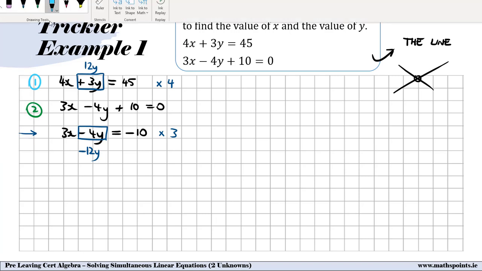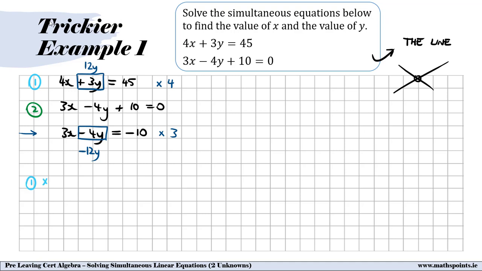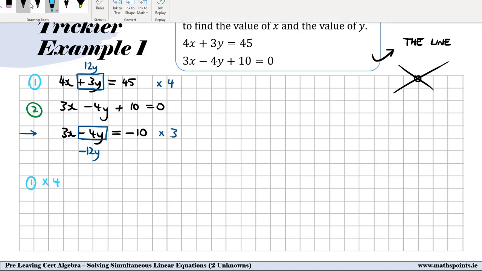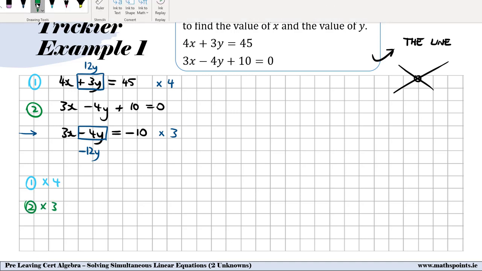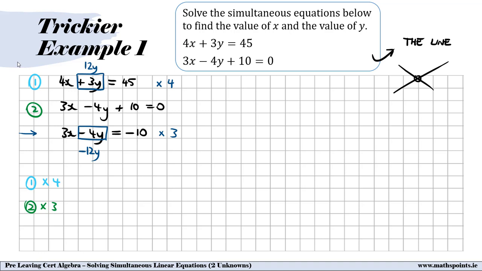So writing down the two equations again, equation 1, which I'm going to multiply by 4, and equation 2, which I'm going to multiply by 3. With equation 1, 4x times 4 is 16x, plus 3y times 4 is plus 12y, and 45 times 4 is 180. Equation 2 I'm multiplying by 3, so 3x times 3 is 9x, minus 4y times 3 is minus 12y, and then minus 10 times 3, which is minus 30.